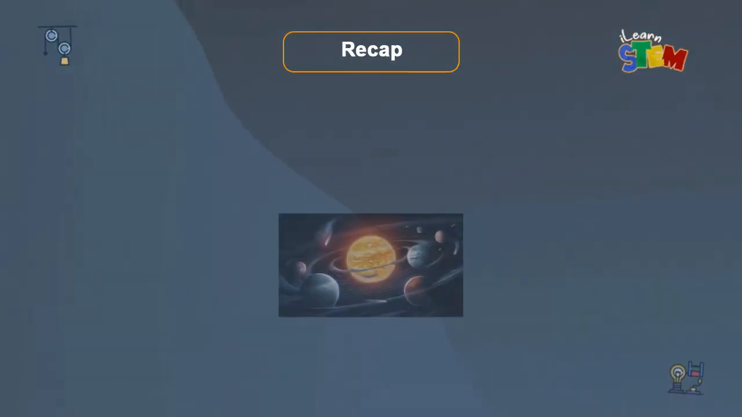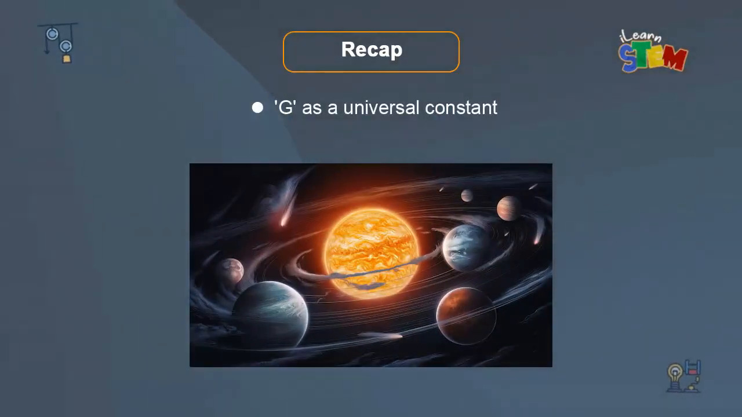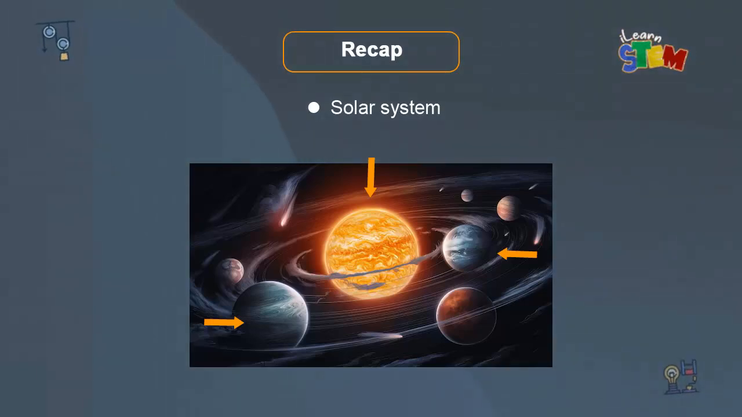In our last class, we talked about G, the universal gravitational constant, which is a fixed value used to calculate the gravitational force between two objects. We also discussed the solar system, which includes the Sun, planets, moons, comets, asteroids, and other celestial bodies that revolve around the Sun. These objects are held together by the force of gravity, with the Sun being the central and most massive object in the system.